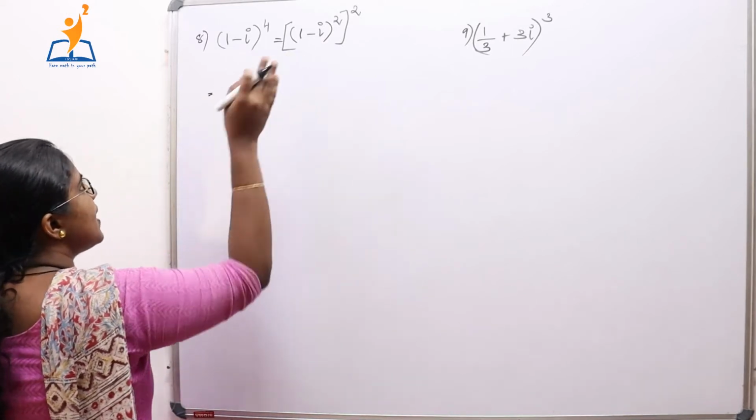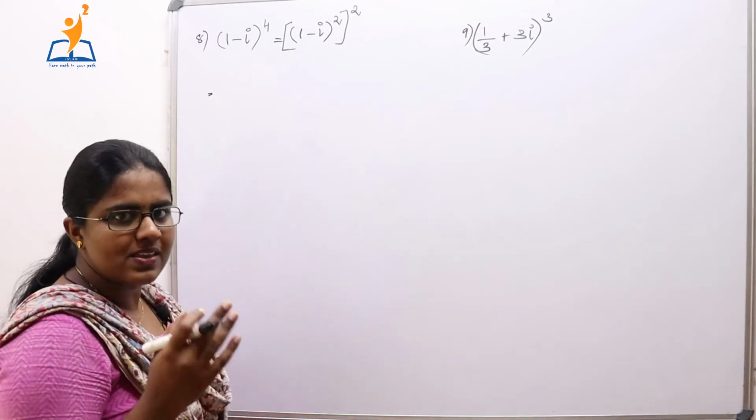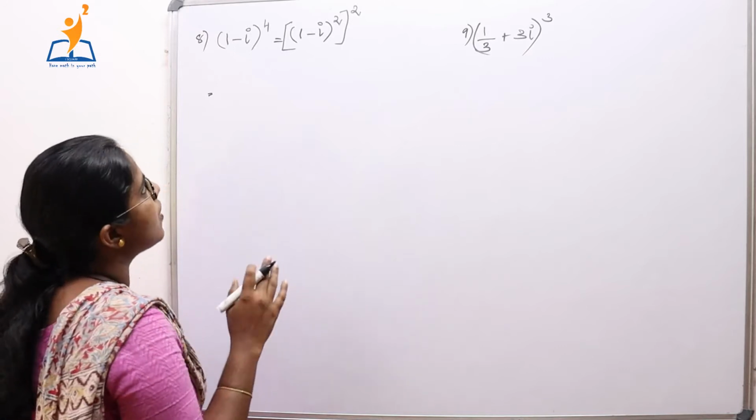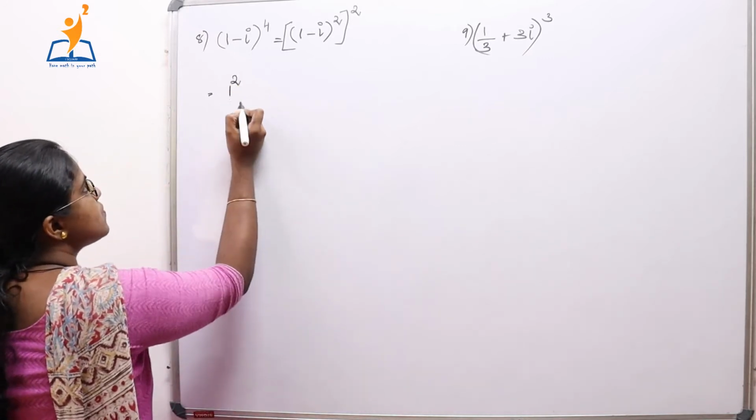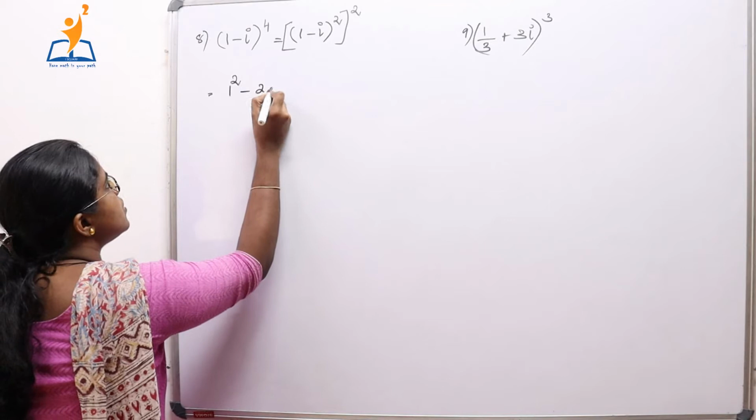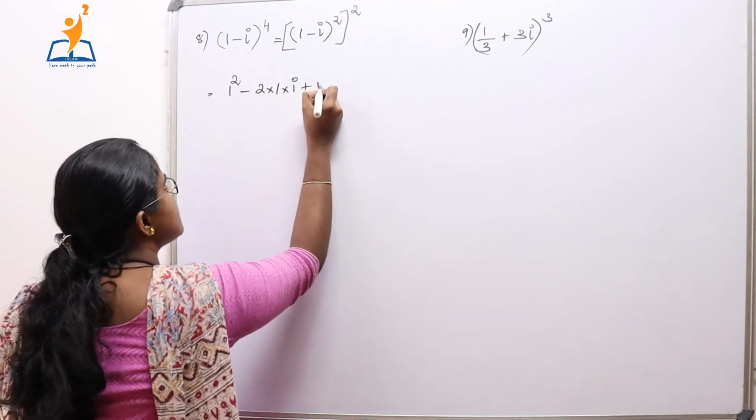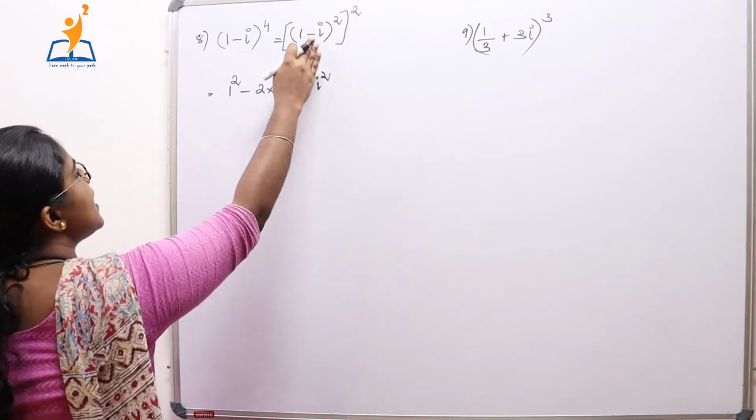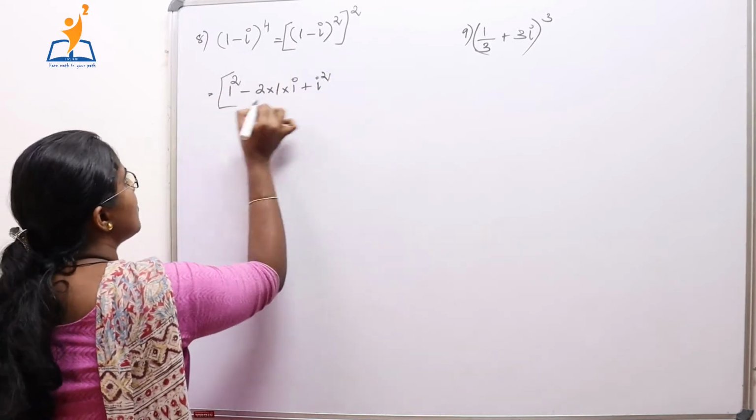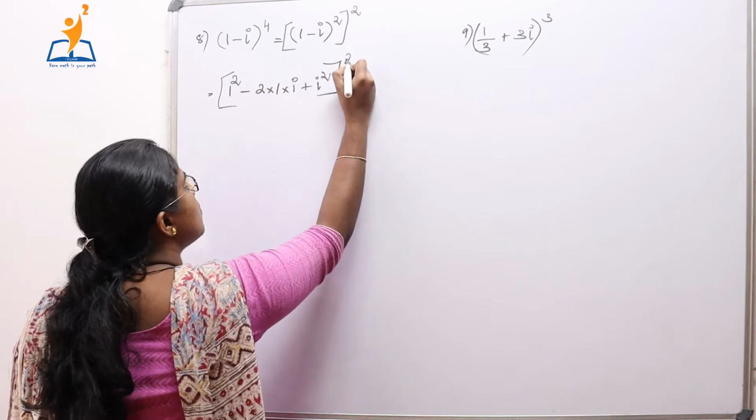And what is (1 minus i) the whole raised to 2? It is of the form (a minus b) the whole square, that is a square, that is 1 square, minus 2 into a into b, that is 1 into i, plus b square, that is plus i square. So (1 minus i) the whole square, that part is over. The whole raised to 2.